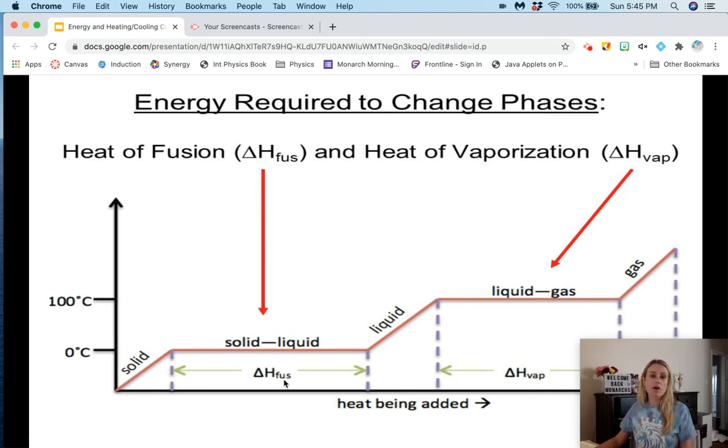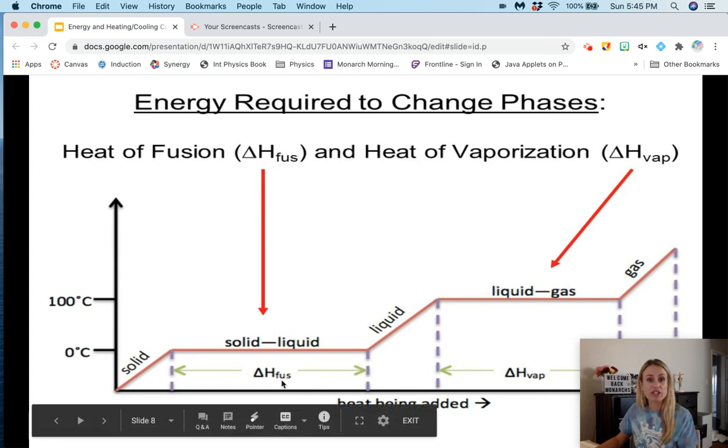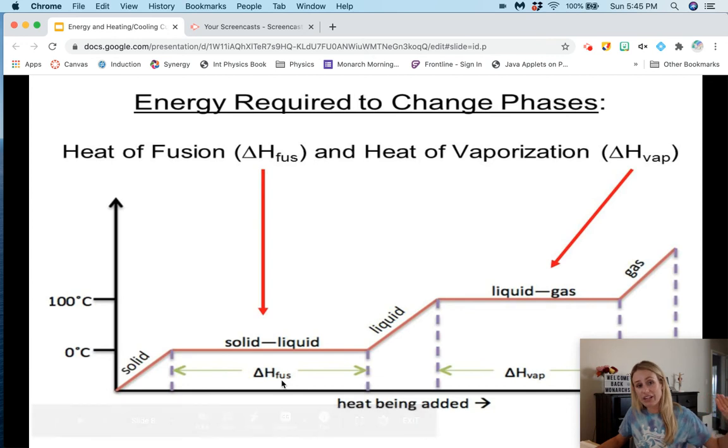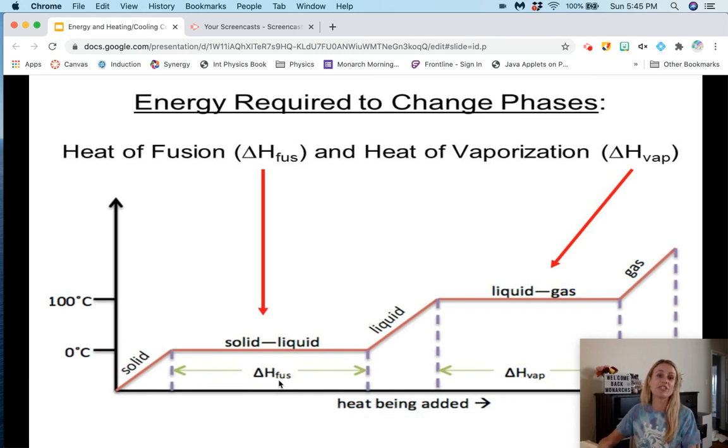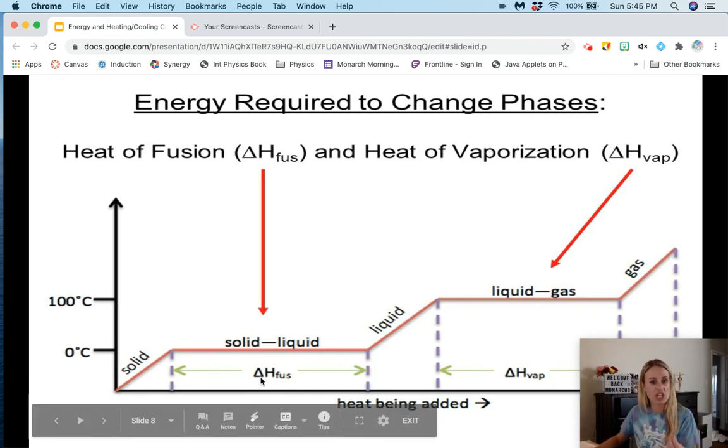Now, DeltaH is also called enthalpy. And we like to have a lot of different names for things in science. But enthalpy is just a measurement. It's just heat energy, really. And so we have heat energy going into the system when we're increasing in temperature, and therefore, going from a solid to a liquid or a liquid to a gas. We have enthalpy, heat energy going into the system. And then when we are going from a gas to a liquid or a liquid to a solid, we have enthalpy or heat energy coming out of the system. So this is a change in heat energy here.